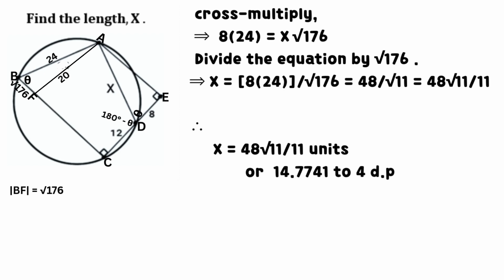Therefore, x equals 48 times the square root of 11, all divided by 11, in units, or 14.7741 units to 4 decimal places.